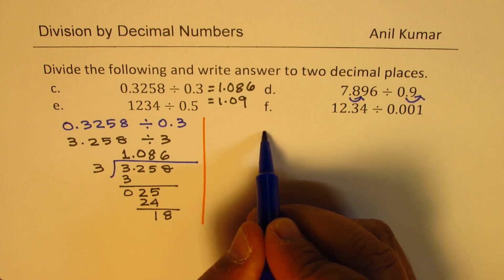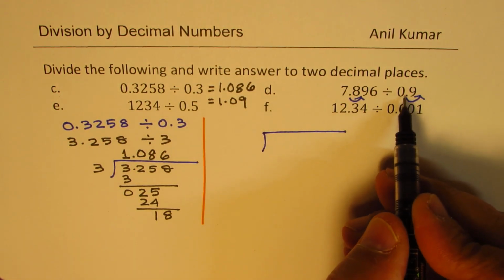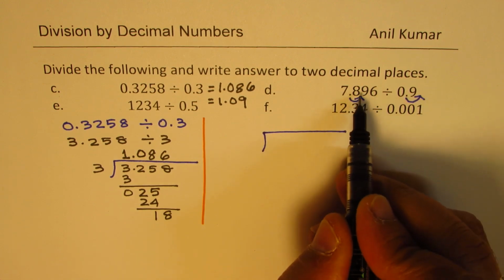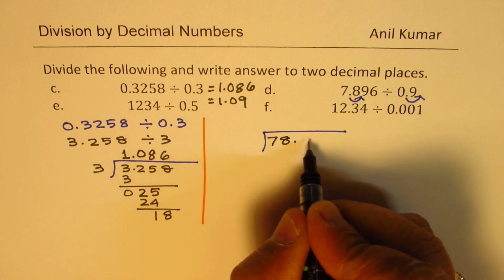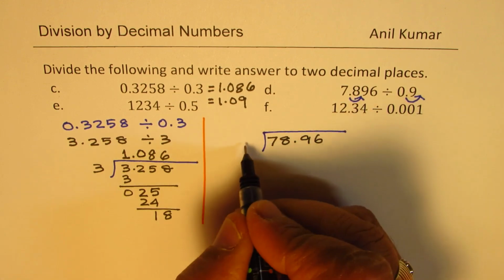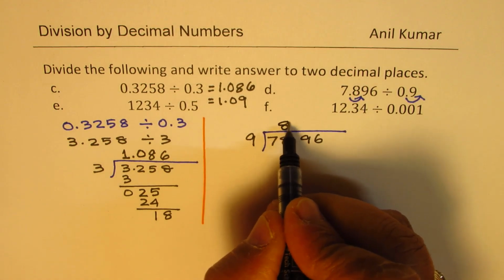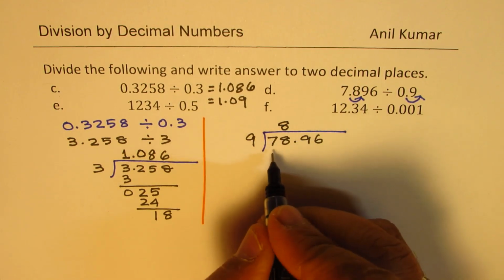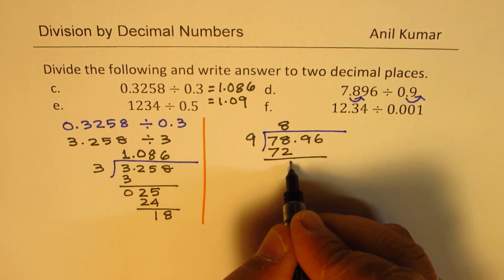7.896, what should I use? I have moved decimal 1 place to the right. That is, I have multiplied both of them by 10. So I should write here 78.96, and that becomes the number 9. Perfect. 9 times 8 is 72, and so we get the remainder here as 6.